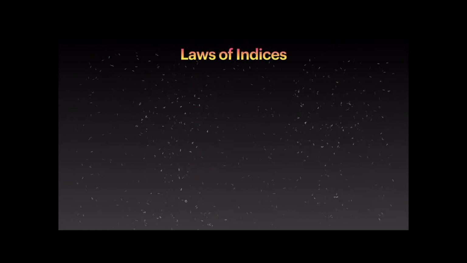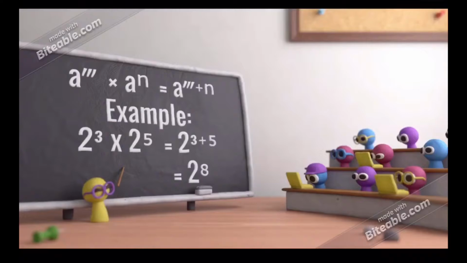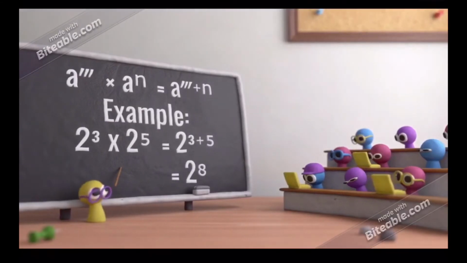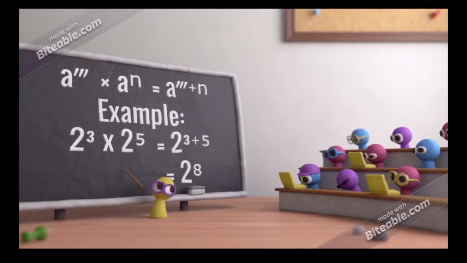Laws of indices. Multiplying indices. For this, you just have to sum up the power. For example, 2 to the power of 3 times 2 to the power of 5 will be 2 to the power of 3 plus 5, equals 2 to the power of 8.